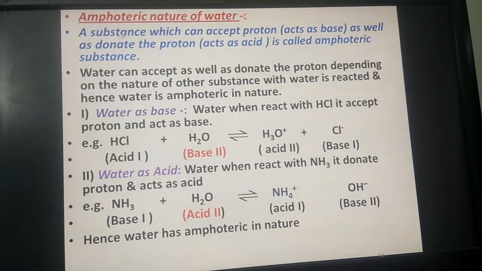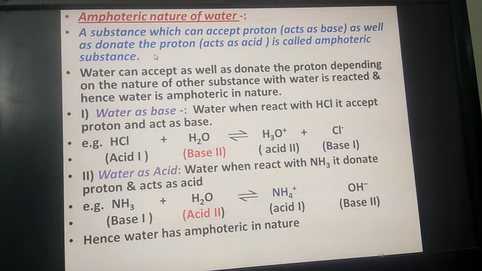Now, first point is the amphoteric nature of water. What is meant by amphoteric nature, or what is meant by amphoteric substance? The substance which can accept the proton as well as donate the protons is called as the amphoteric in nature. Or what is meant by amphoteric property? The property of the substance which can accept the proton or donate the protons, such property is called as the amphoteric property. And this property depends on the Bronsted-Lowry theory.